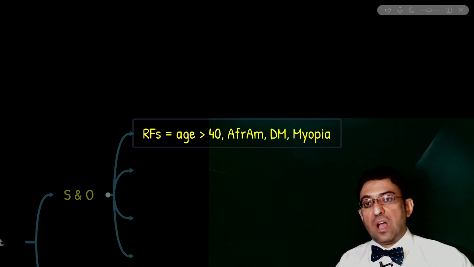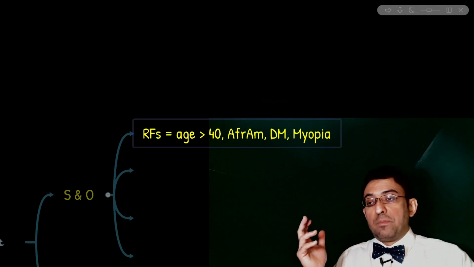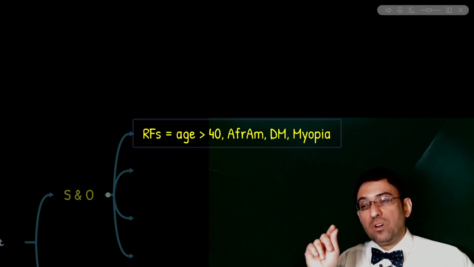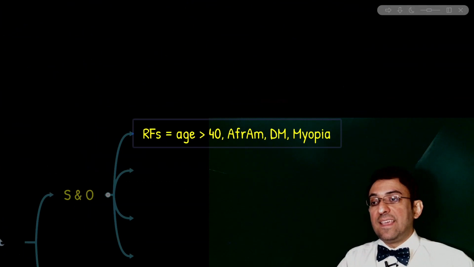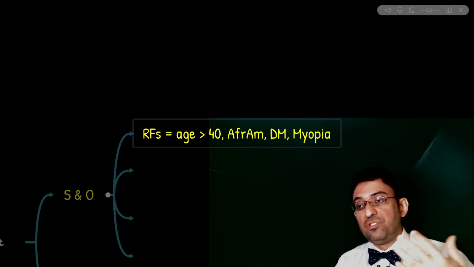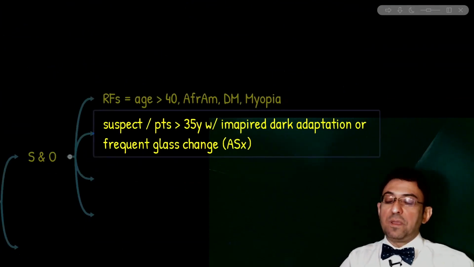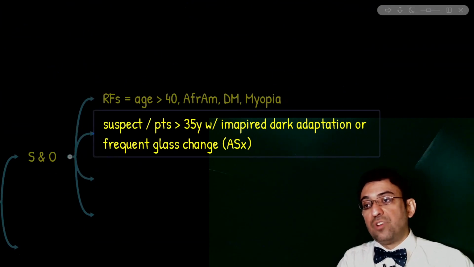Now, what's the pathophysiology? Here again, the disorder has a more prolonged structural abnormality, and that is structural abnormalities in the trabecular meshwork, which results in decreased drainage, but a more gradual increased intraocular pressure. Now, what is the case presentation in which you need to be suspicious of this chronic open-angle glaucoma? You could have a patient older than age 35 who either requires frequent glass or lens change or complains of difficulty adapting to dark environments.